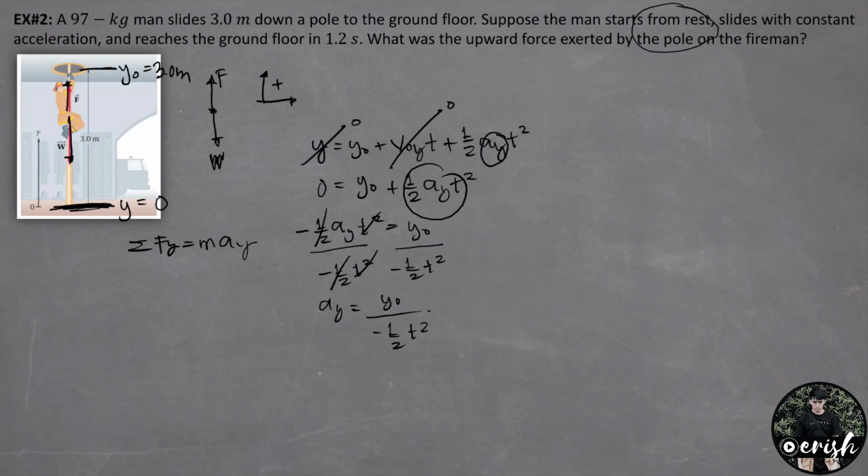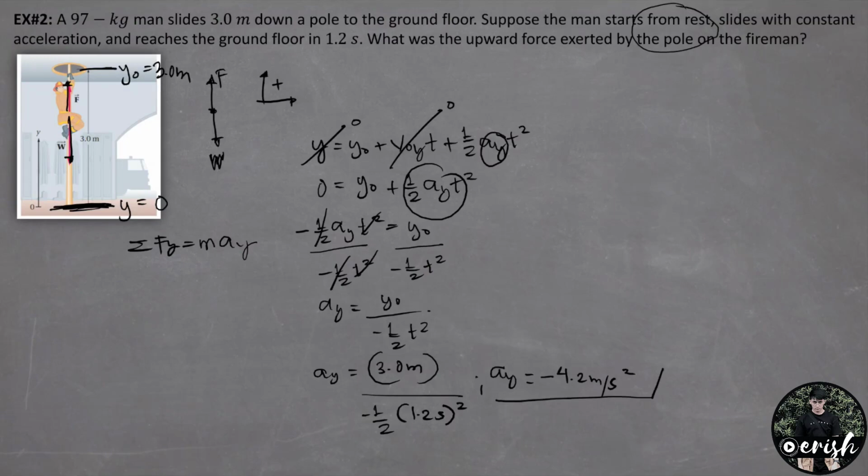Substituting the known values, a y is equal to, ang y sub o natin is 3 meters over negative 1/2. Ang t natin is given, which is 1.2 seconds quantity square. And by calculating, the acceleration natin is equal to negative 4.2 meters per second square. Bakit naging negative 4.2 meters per second square? Kasi ini-assume nga natin na yung upward is positive. A y papunta sa baba yung acceleration na na-solve natin.